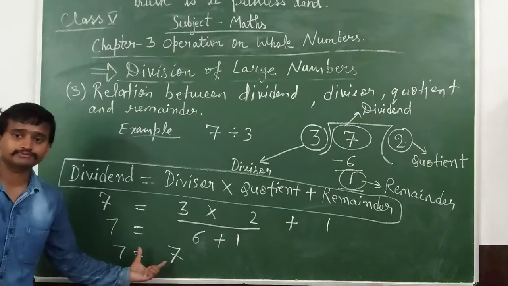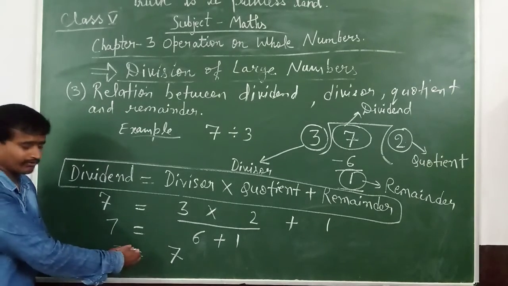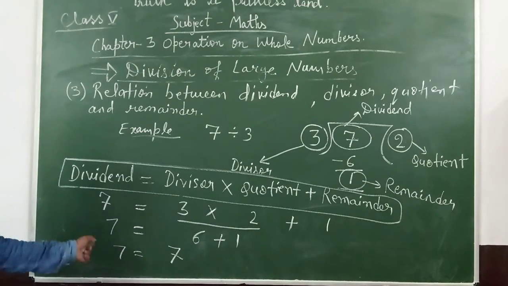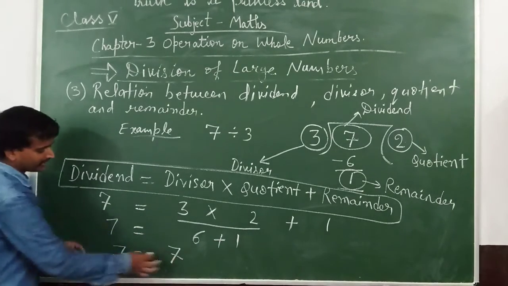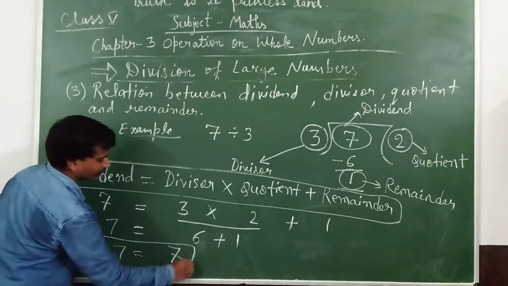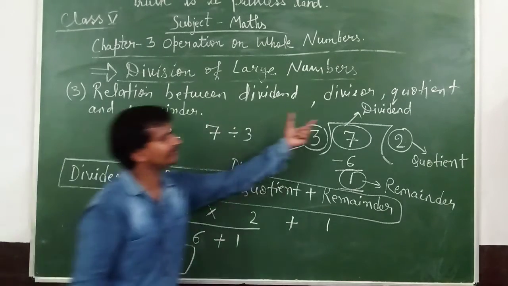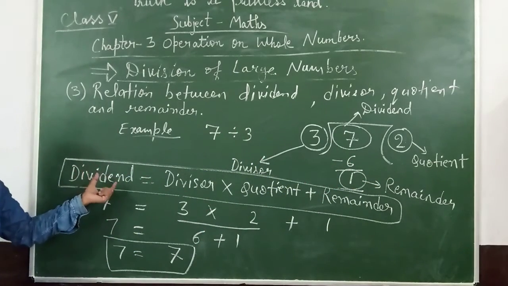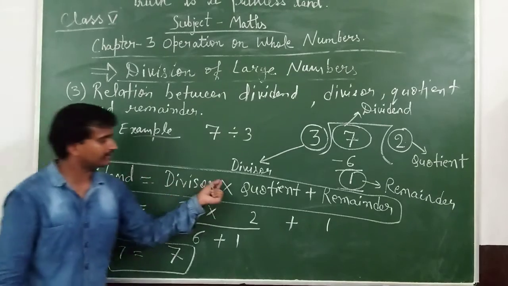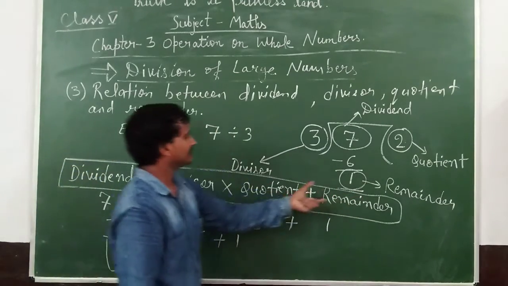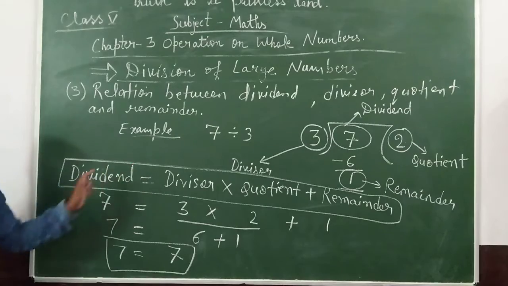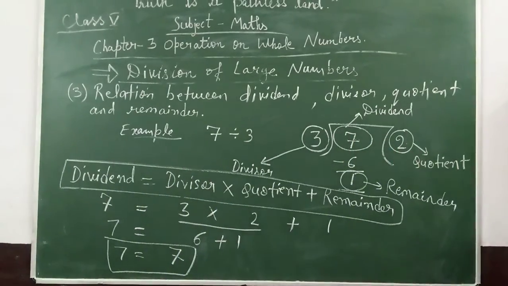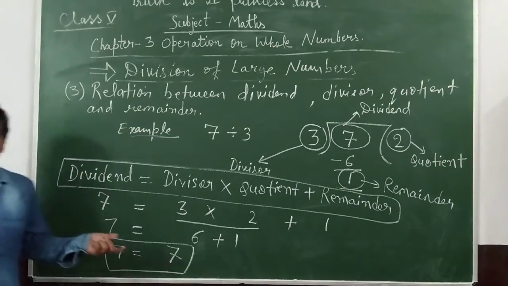As we have observed, both sides, the right hand side and the left hand side, are equal. So we can say that this division is correct. So we have to remember this formula: dividend equals divisor multiplied by quotient plus remainder, and this is also known as the division algorithm. By this we can check our divisions.